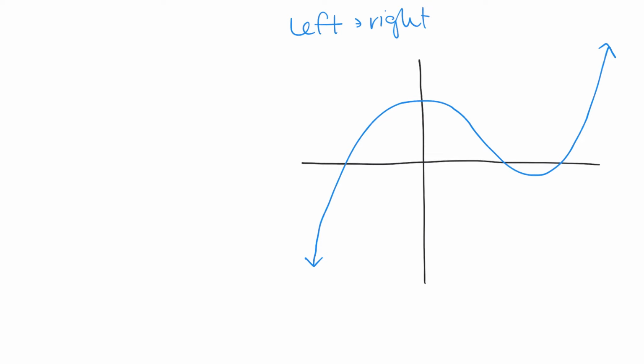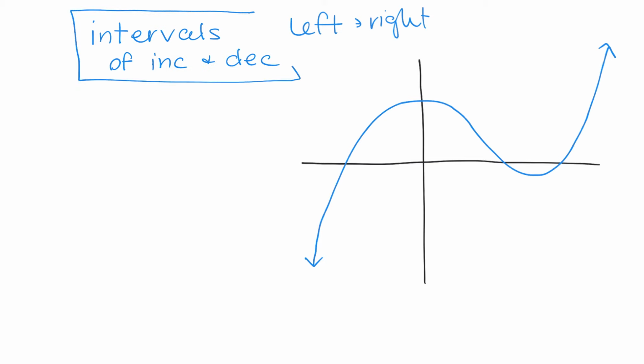Now, interval notation. Let's say we have a graph. I'm going to draw a very similar looking graph, and let's say our graph looks like this. All right, here's our graph. If we're going to read our graph from left to right, we always read from left to right, just like a book. So where on our graph is it increasing? Here's what I'm looking for: the intervals of increasing and decreasing. This is my goal.